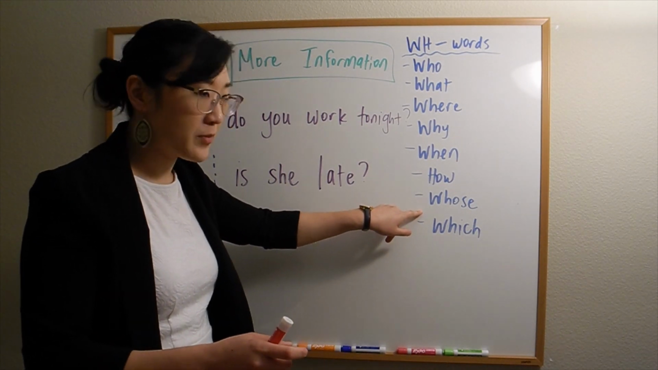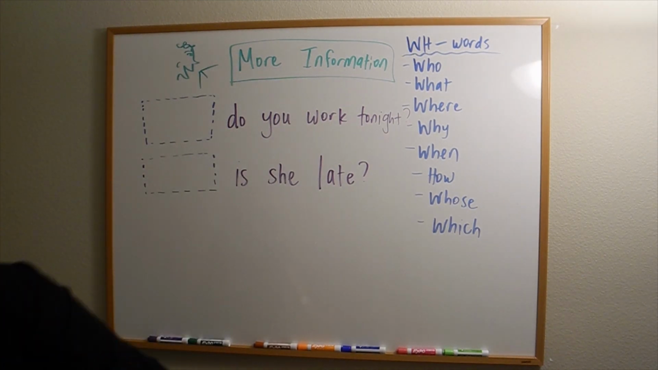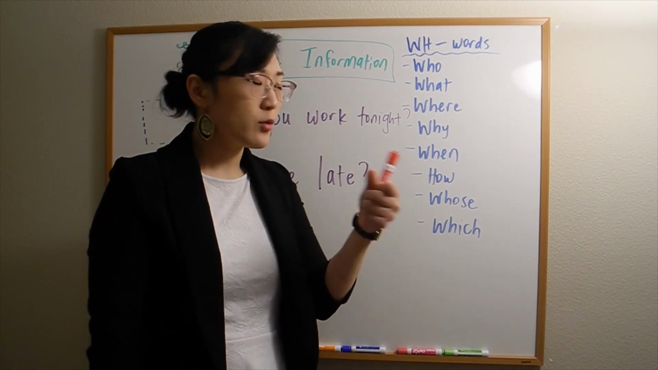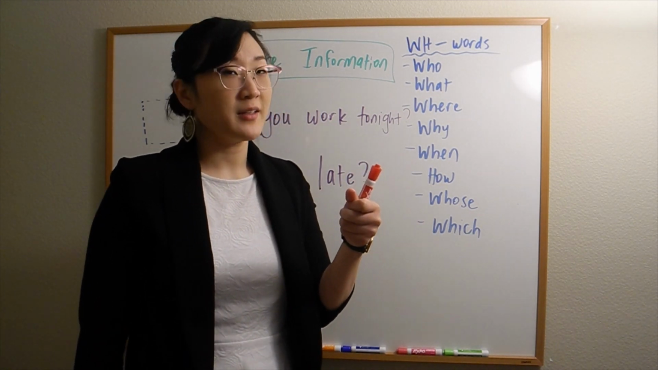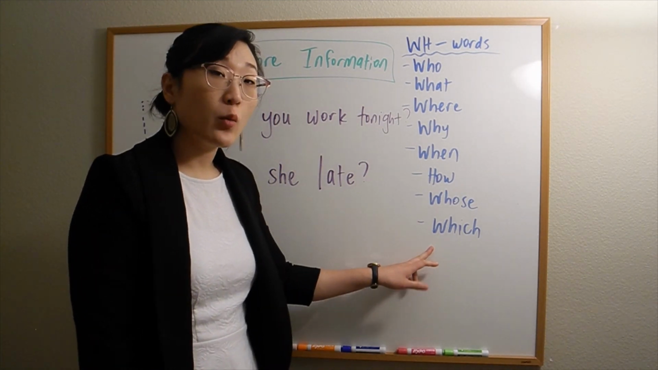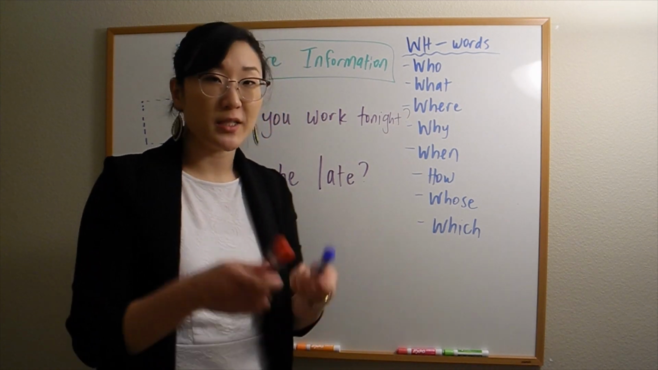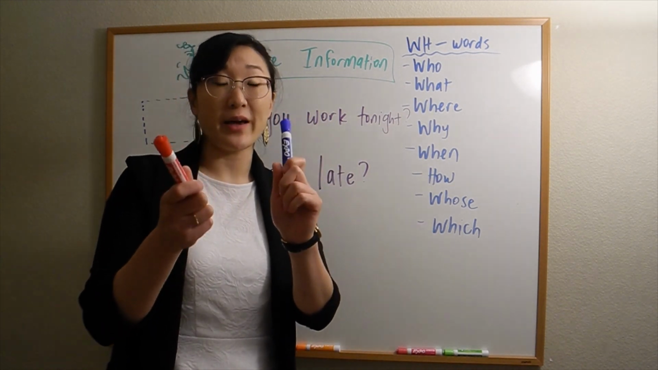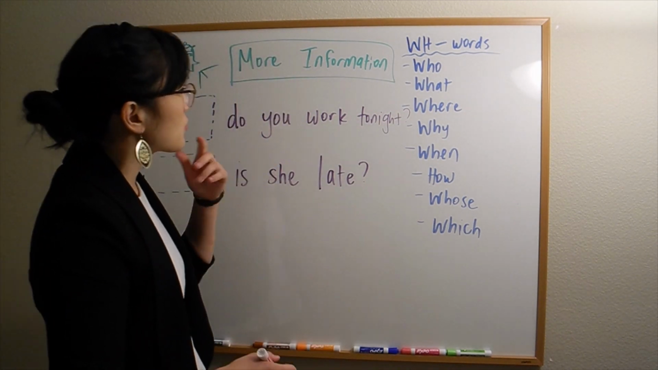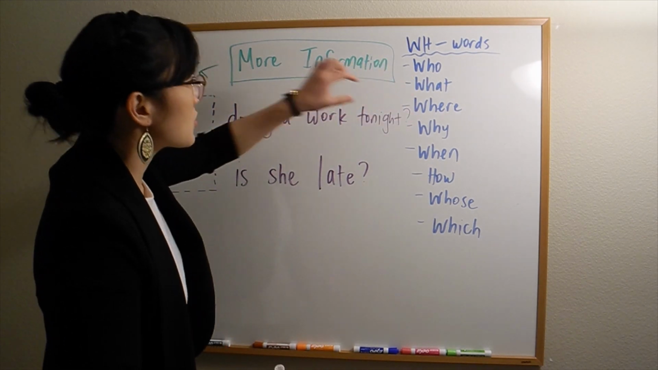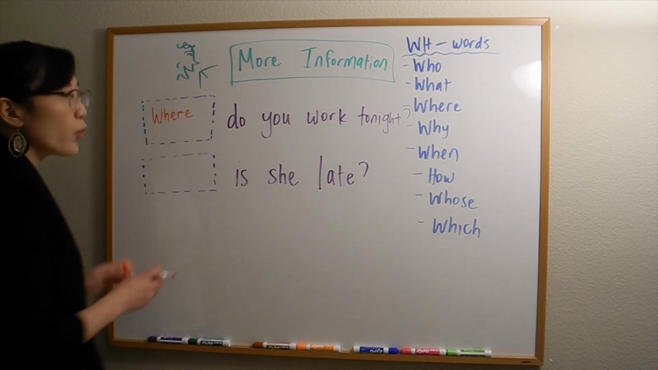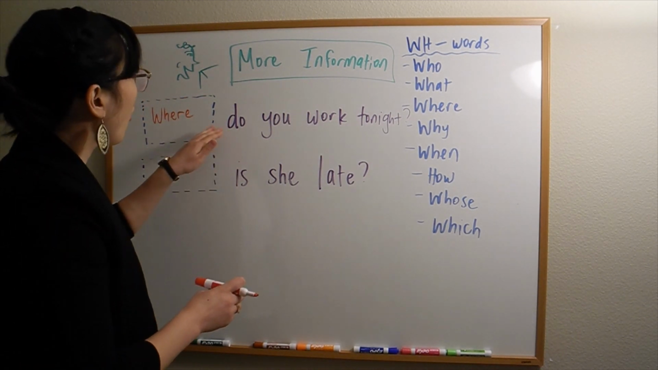So for example, I would say, oh, whose phone is this, right? Whose marker is this, right? This is for possessions. And then which. Which is for choosing two options. Which color do you like, right? Now, if I choose, let's say this word, where, and I put it here, where do you work tonight, right?